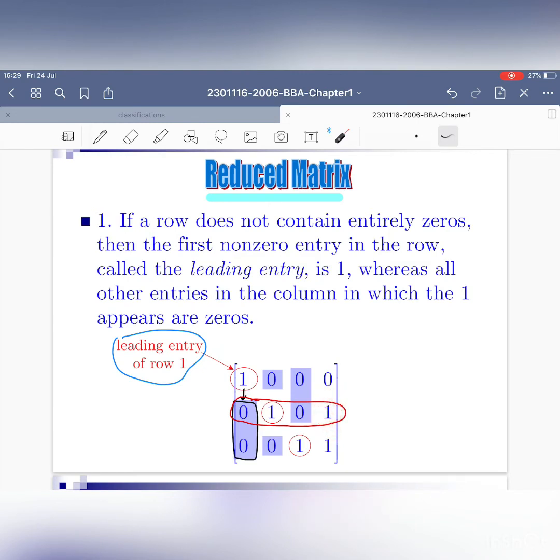Are we good? Look at the third row. Where's the leading? This one is 0, 0. Here is non-zero, so this one is the leading on this row, and the first leading that you see is the number 1, so this is okay. And then the rest, the other positions in this column other than this leading, are all 0. Are we good? This is not a leading, so it can contain something that is not 0. It is okay. Are we good?